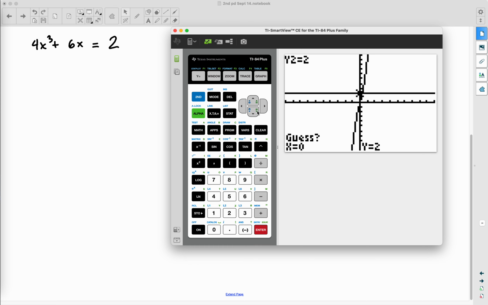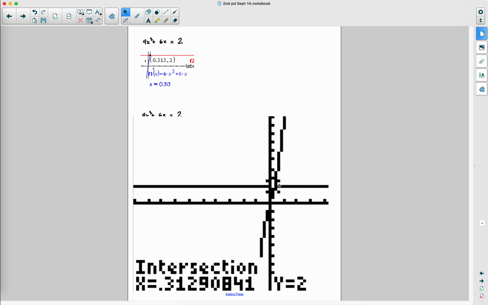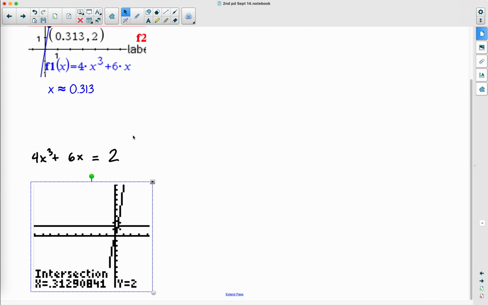It goes to the other one, hit enter again, and it asks for a guess. If there's multiple intersections, you can move the cursor close to the intersection first, or you can just hit enter and see what it does. And there's the answer. So the solution to the equation is the x value. Wow, that's large. It's the x value here. As you can see there, I've done this in the previous video with an Inspire, and 0.313, that's the same answer, so it works just as well.